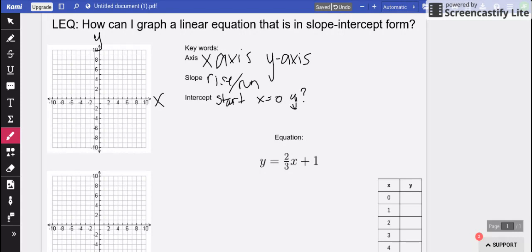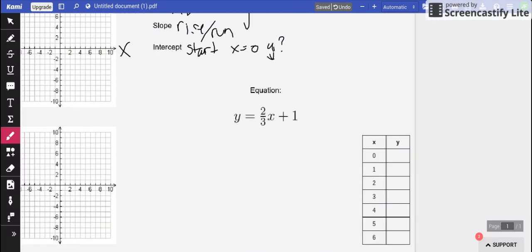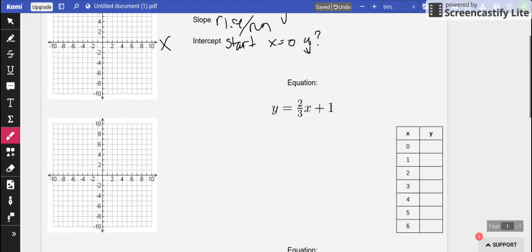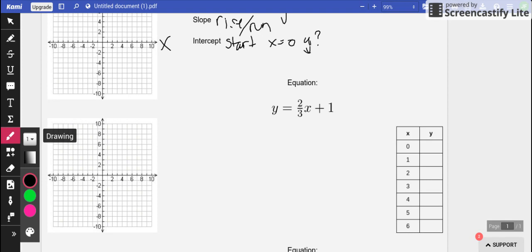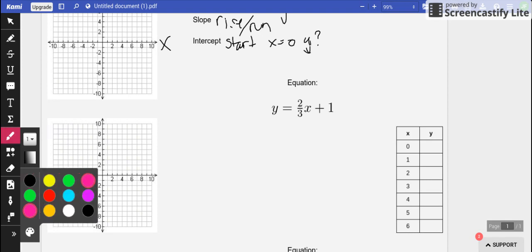If we're ever not sure, we can also make tables of values, but right now we're going to talk about how we can graph them. Looking at our first equation here, we have y equals 2/3 x plus 1. When I'm looking at my equation, I know that my slope is going to be my rate of change. So the slope is going to be that number with the x. So this here is my slope.